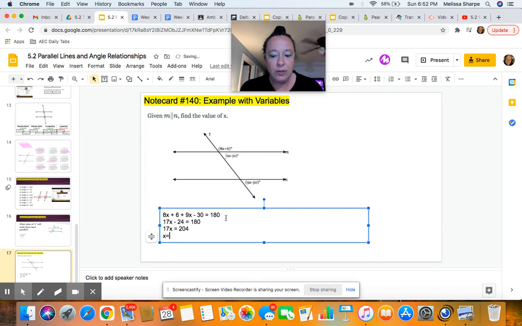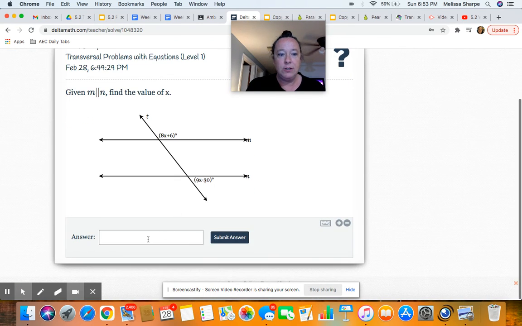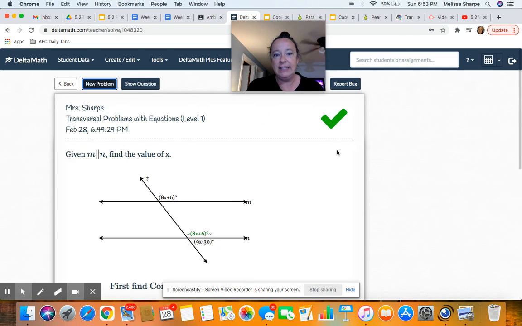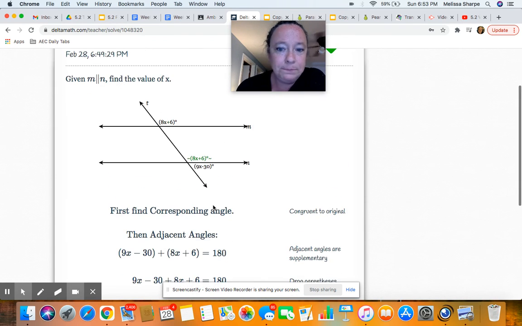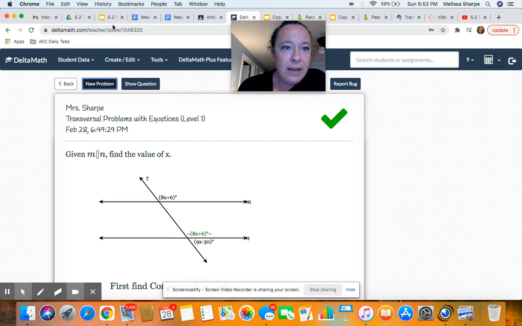And this is actually a Delta Math question that some of you might see. So I'm going to go back to Delta Math and put 12. Submit my answer, yes, and I got it right, okay? Now, they actually went and took that 8x plus 6 and put it down here, where I took the 9x minus 30 and put it up here. It still works out. It all works out, okay? And then they realized as you add to 180, well, there we go.